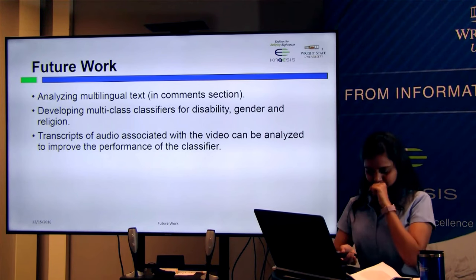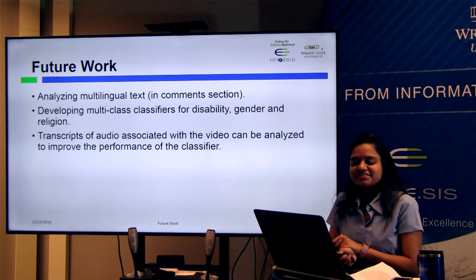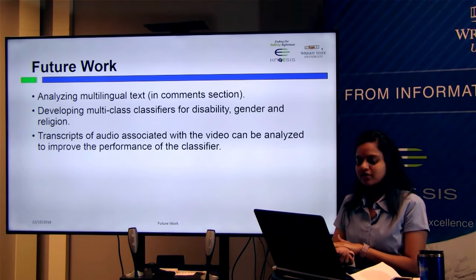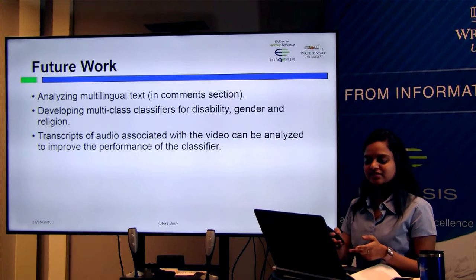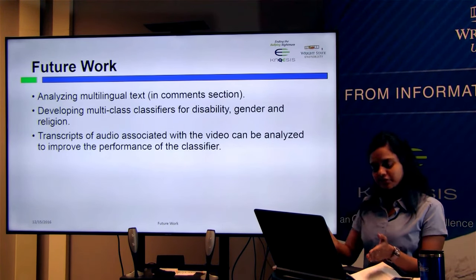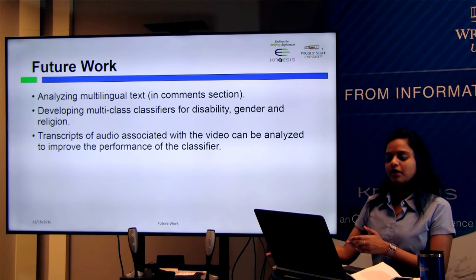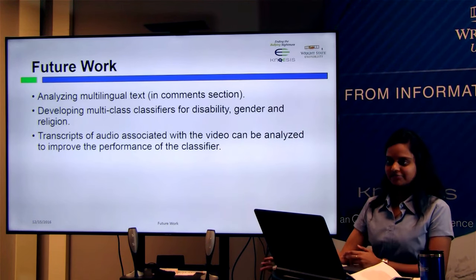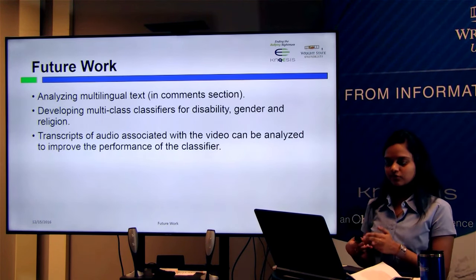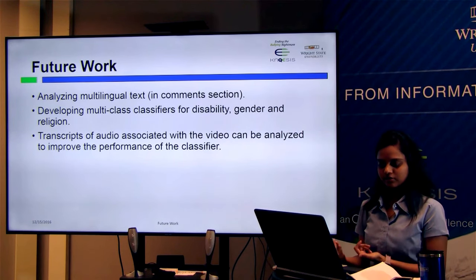So here are some potential possibilities of future work. We can use different lexicons so that we can enhance our data set, which further we can subclassify offensive videos related to disability, gender, religion, and so on.